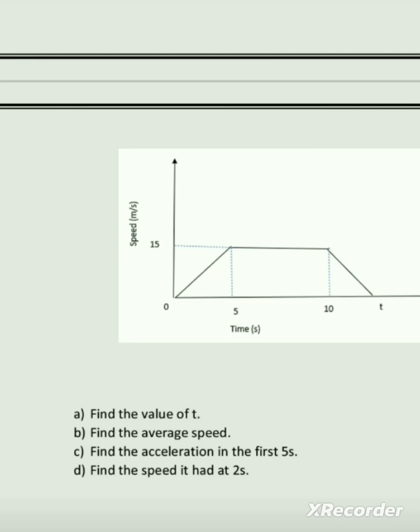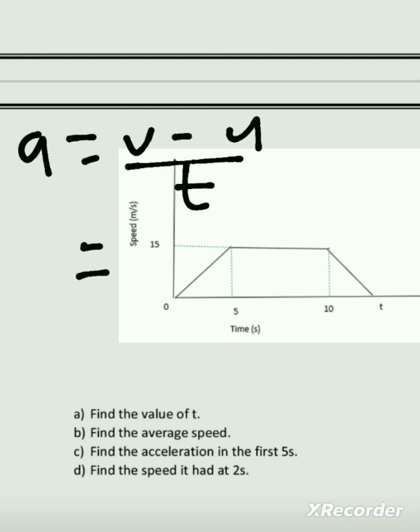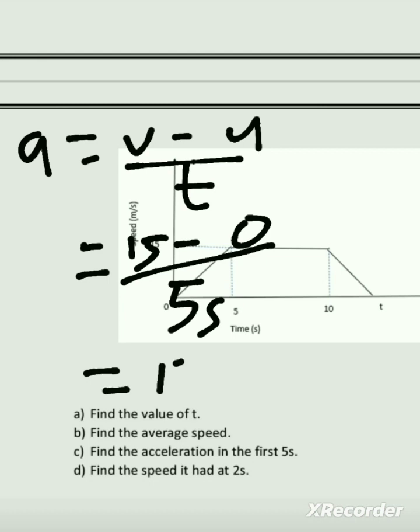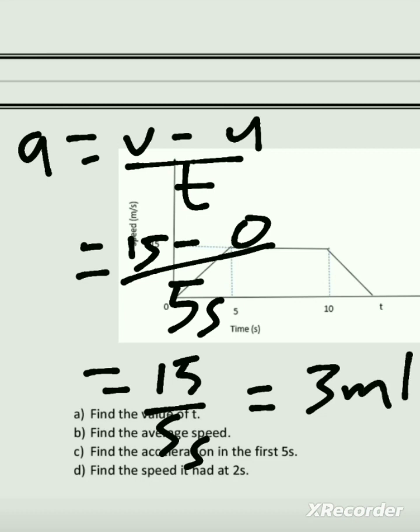Question C, find the acceleration in the first 5 seconds. Acceleration, it's simple, it's v minus u over t. So final velocity is 15 minus initial velocity is 0. We're talking about here the first 5 seconds. Time is 5 seconds. So 15 minus 0 is 15 over 5 seconds. 5 into 15, 3. Yes, 3 meters per second squared as the acceleration. 15 divided by 5.